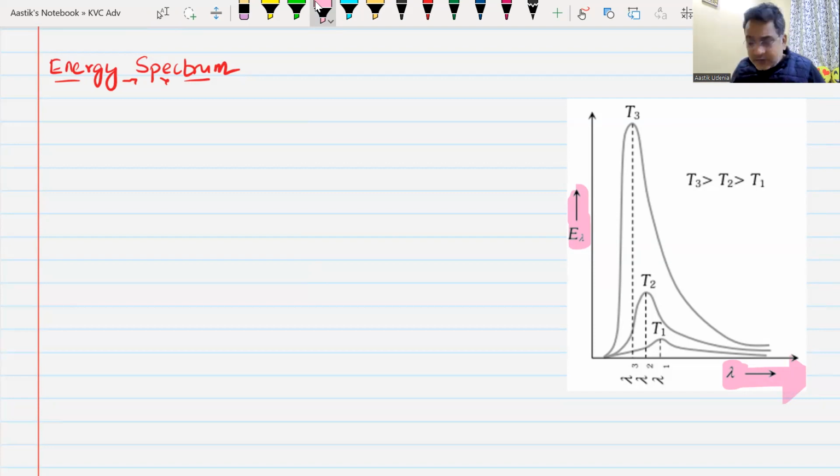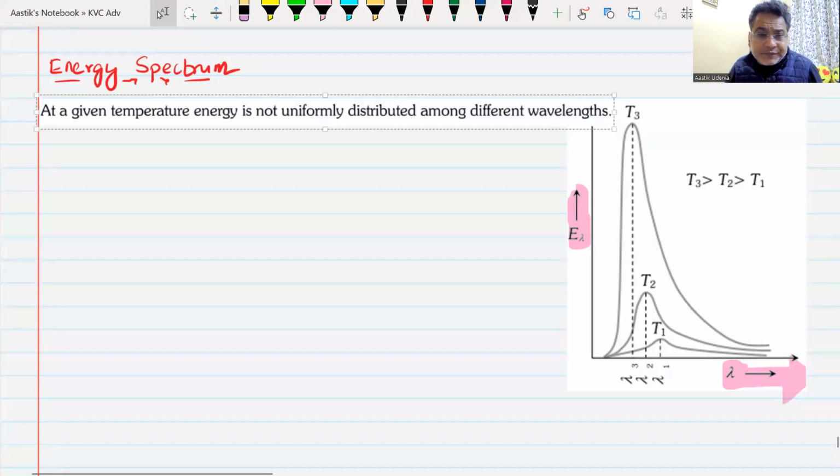Do we see this graph? First, let me explain, and then I will give you time to note this. What are the things that we see from this graph? Very important points here. The first point that we see here, that energy is not equally distributed among the different wavelengths. You can see of one particular wavelength, energy is maximum, but if you go on the left of that or on the right of that, the energy is not equally distributed.